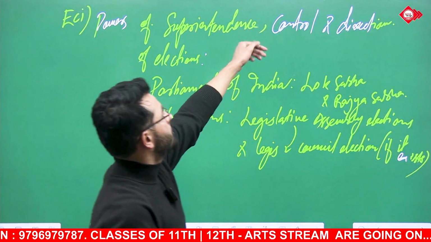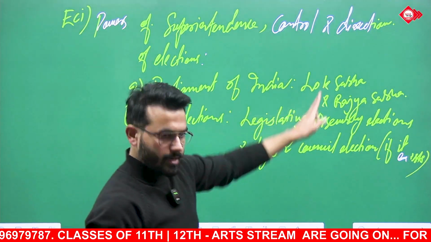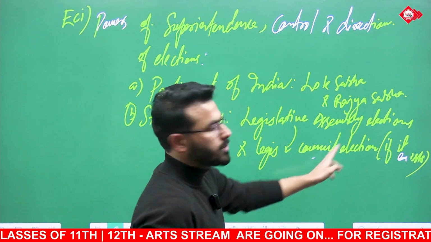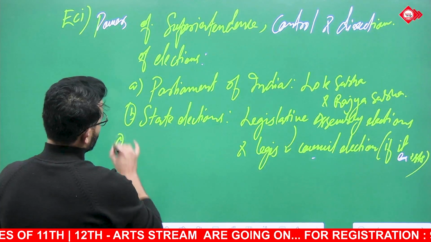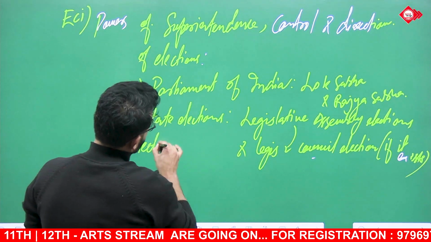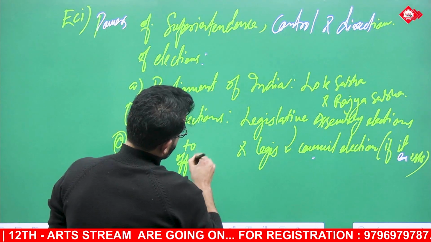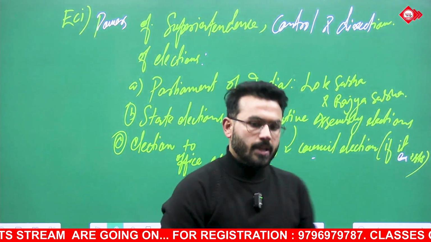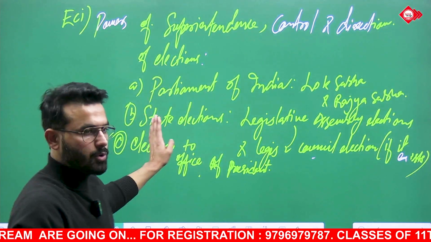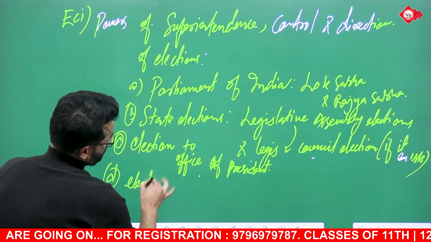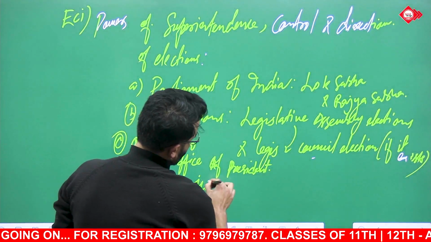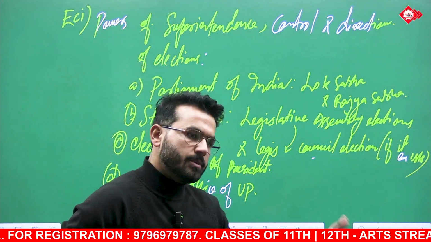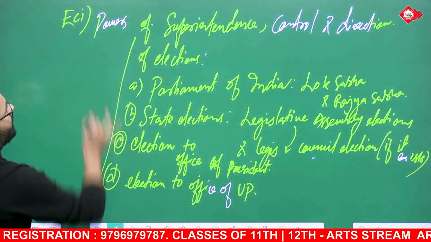तो this Election Commission of India superintends, controls, and gives direction to the elections of Parliament of India, Lok Sabha and Rajya Sabha elections. समझ आ रहा है? Then state elections, state legislative assembly elections, and state legislative council elections if it exists. Then we also have election to the office of President, that is presidential elections. जो प्रेसिडेंट के लिए इलेक्शंस होते हैं, प्रेसिडेंशियल इलेक्शंस, they are also directed and controlled by the Election Commission of India. इसी तरह से हमारे पास है election to the office of Vice President of India. Again, this election is supervised by the Election Commission of India. समझ आया यहां तक?